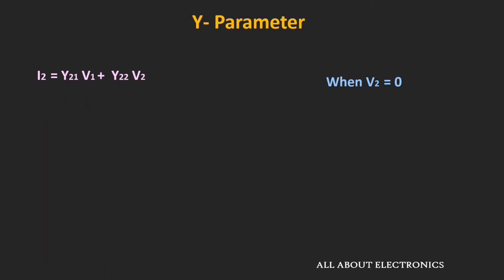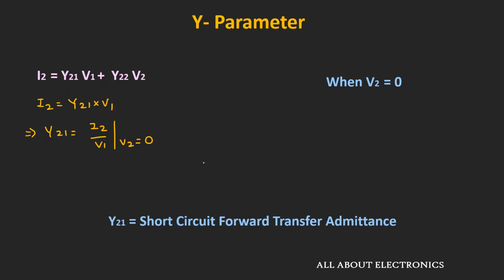Similarly, when voltage V2 is equal to 0, then from the second expression we can write I2 is equal to Y21 times V1, or we can say that this Y21 is equal to I2 divided by V1 when this voltage V2 is equal to 0. So here this current in the numerator is on the port 2 side, while the voltage in the denominator is on the port 1 side. So this Y21 is known as the forward transfer admittance of the two-port network, because this parameter relates the current on the output side with the voltage on the input side when the port 2 is short circuited.